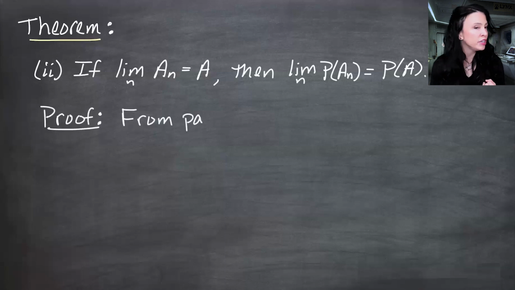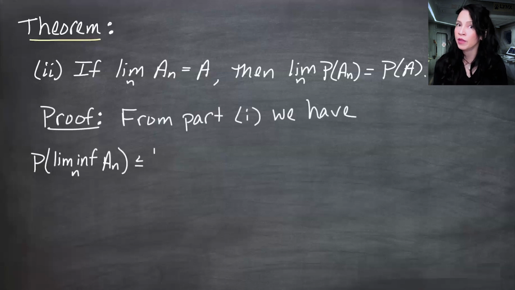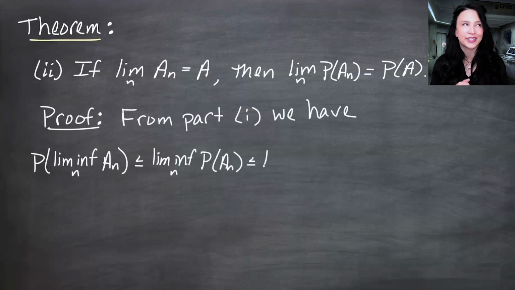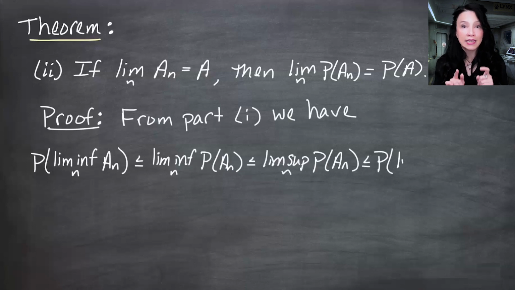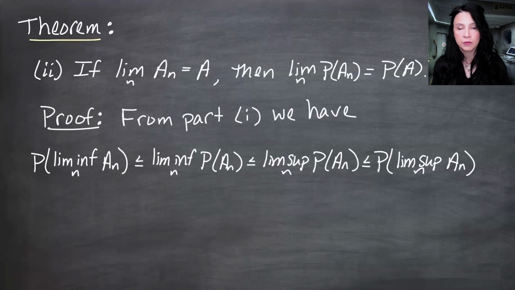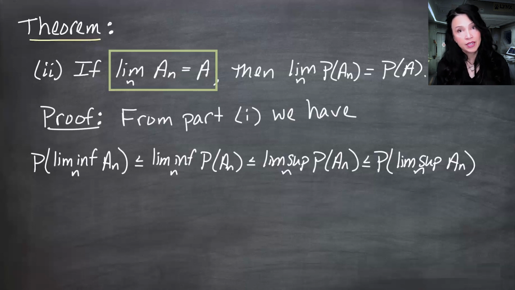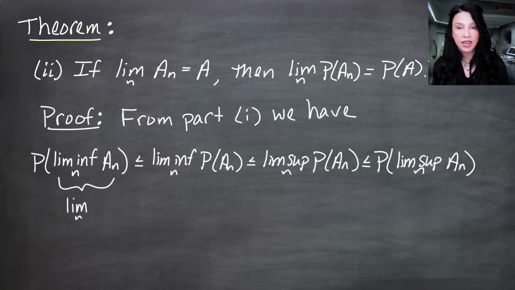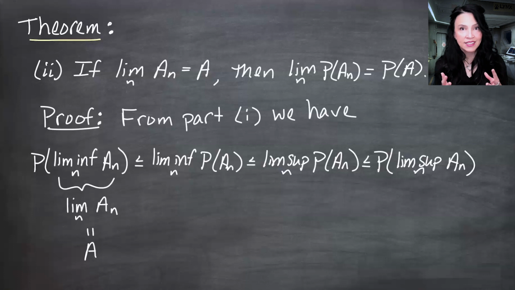Recall that we have the probability measure of the lim inf less than or equal to the lim inf of the probability measures, less than or equal to the lim sup of the probability measures, less than or equal to the probability measure of the lim sup. This theorem is starting with the assumption that the limit of the ANs exists. So the lim inf is simply the limit of the ANs. If the limit exists, again, it has to be the common value of the lim inf and lim sup, and they're necessarily common if the limit is assumed to exist.